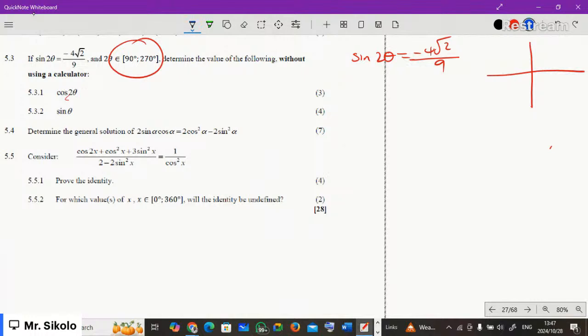quadrant this is falling in. Now, by drawing the expression here, the answer for sine 2 theta is negative. So sine is negative in the third quadrant and the fourth quadrant. Okay, so the possible quadrants for our diagram are the third quadrant and the fourth quadrant.